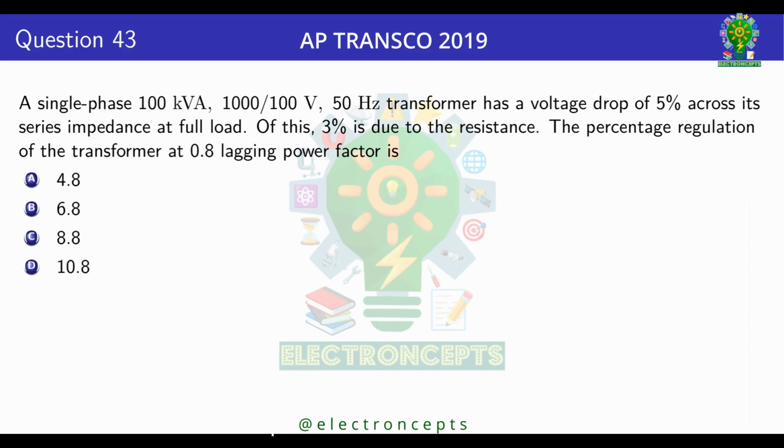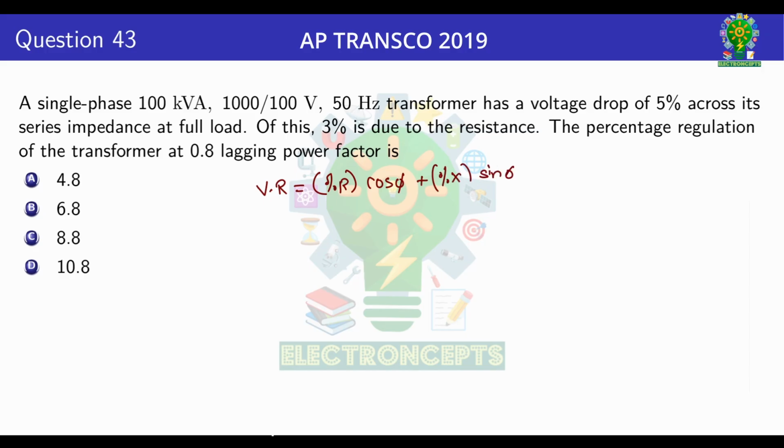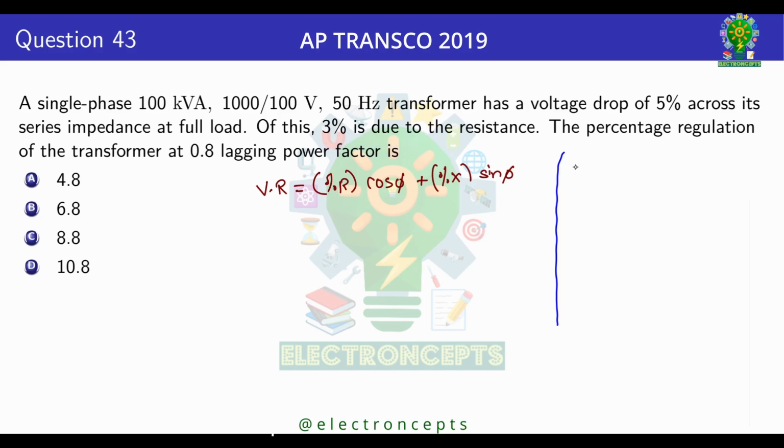Question number 43. A single phase 100 kVA, 1000 by 100 volts, 50 Hz transformer has a voltage drop of 5% across its series impedance at full load. Of this, 3% is due to resistance. We need to calculate the percentage regulation of the transformer at 0.8 lagging power factor. We know that voltage regulation is equal to percentage R into cos phi plus percentage X into sin phi. Percentage R is given in the question. We need to calculate the percentage X value.